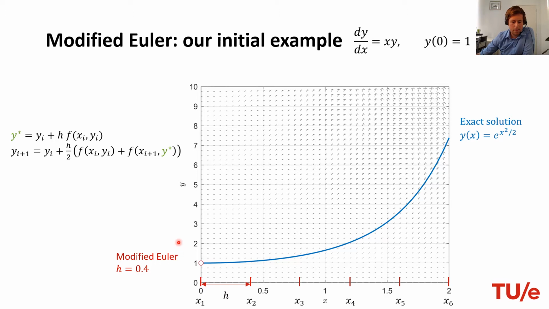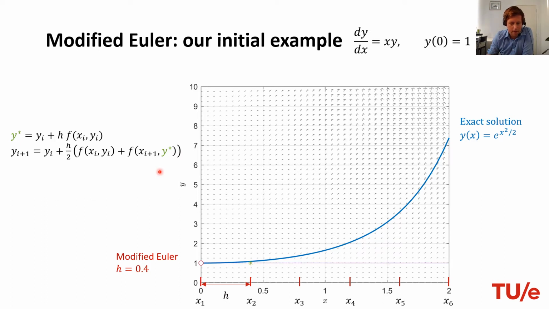So we will do this for a step width of 0.4. And recall that modified Euler consists of 2 sub-steps within each step. So first we compute this preliminary y star based on a simple explicit Euler formula. And then we compute our, let's say, our final numerical solution by averaging these two slopes. So the f evaluated at x_i and y_i, and then also at x_{i+1} and y star. So let's take a look at what this looks like in practice.